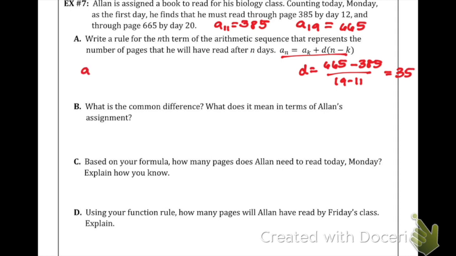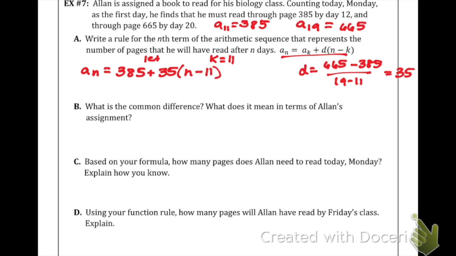So A sub n is equal to, now I don't know my A naught. I could figure it out, but let's let n equal 19 and k equal 11. Oh no, we don't need to do that because we already know what our rate is. Let's let n be n. Let's let k equal 11. So A sub n is going to be equal to our A11, which is 385, plus my common difference of 35 times n minus 11.